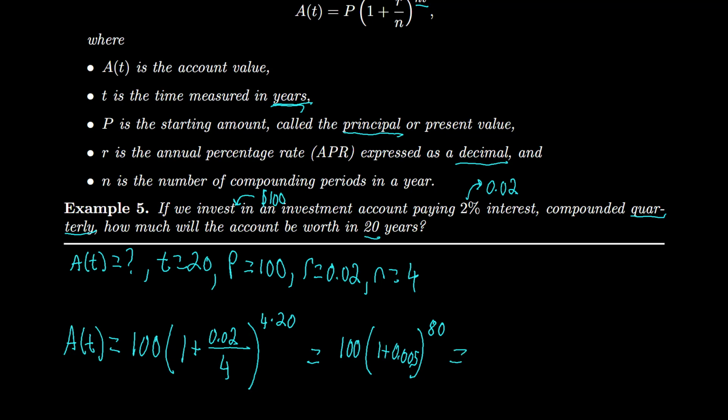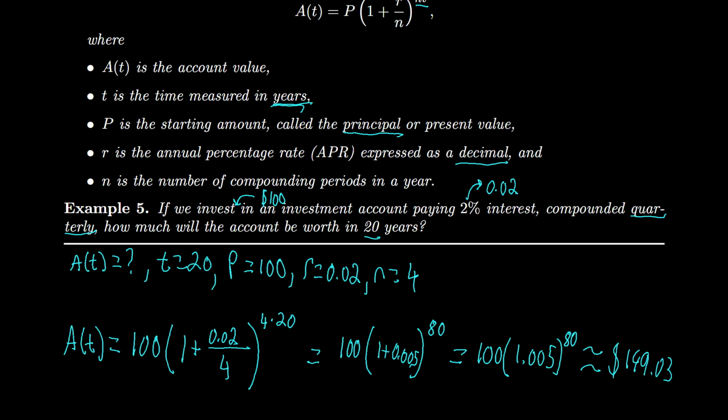Yeah. So this whole thing is 100 times 1.005 to the 80th power. And if you type that into a calculator, you'll come up with about 149.03. The number is 149.03385, and so on and so forth. 0.033 rounds to 0.03. So $149.03 is how much it'll be worth.